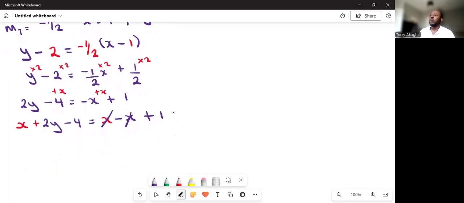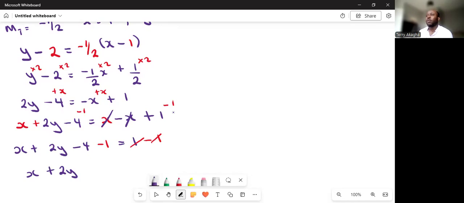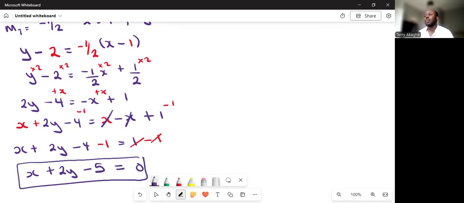So we need to get rid of this 1. So I'm going to subtract 1 from both sides. So we're going to have x + 2y - 4, then minus 1 will be equal to 1 minus what? 1. So 1 minus 1 is going to cancel out to give you 0. With x + 2y - 4 - 1 is going to give us -5 is equal to what? 0. And this is going to be the equation of the tangent in standard form.